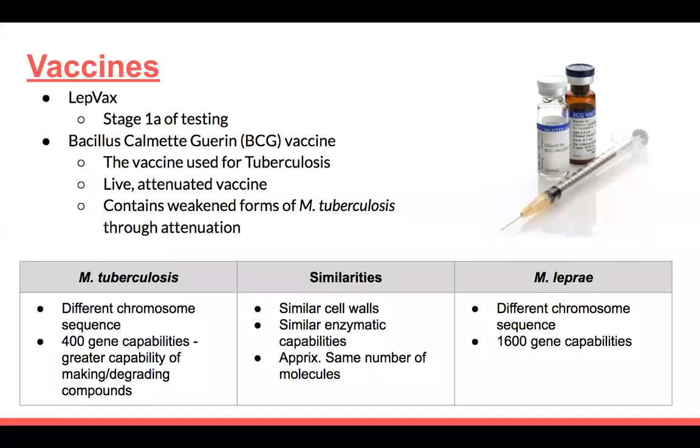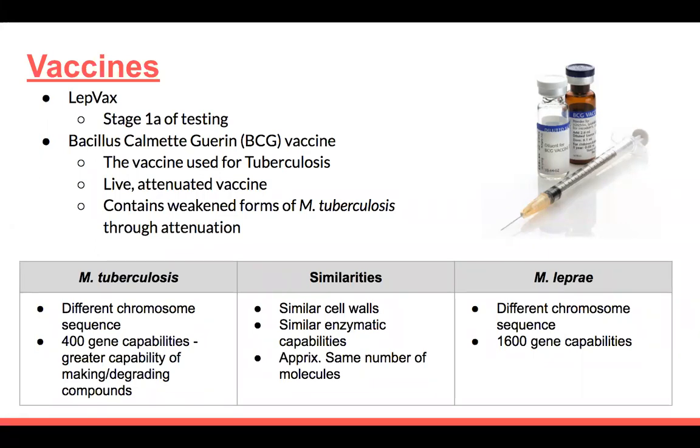This is a live vaccine containing a weakened form of the M. tuberculosis organism. This vaccine, used for both diseases, is justified because these two diseases are caused by similar mycobacterial agents. With that being said, the effectiveness of this vaccine for leprosy is widely disputable because although there are some similarities between the two, including similar cell walls, enzymatic capabilities, and number of molecules, there are significant chromosomal sequence and gene capability differences. The United States and other countries are still working to develop a universally accepted leprosy vaccine.